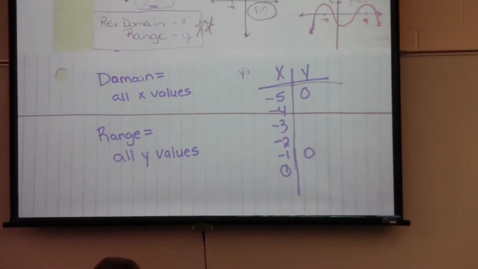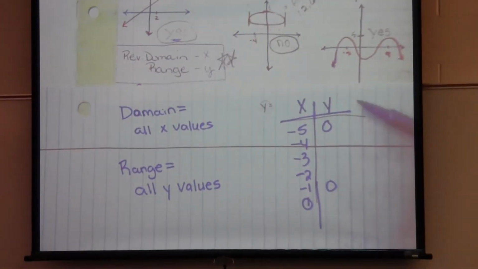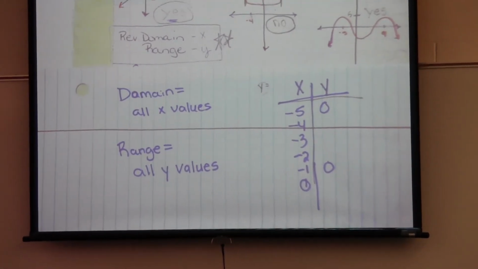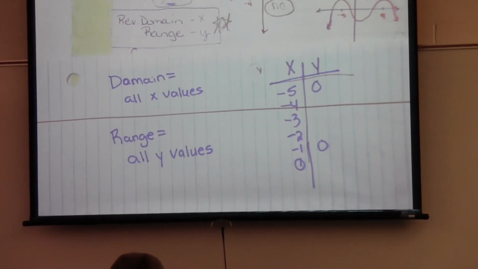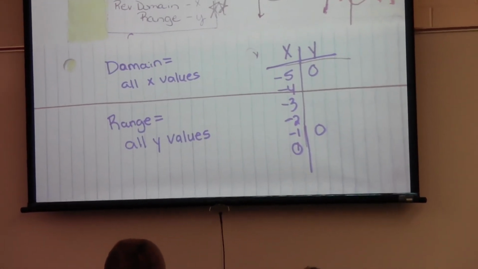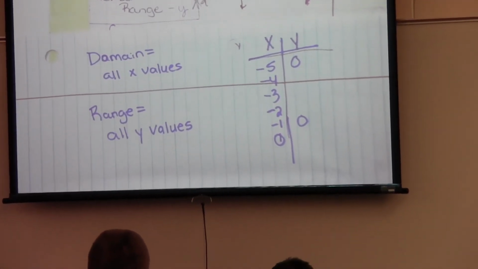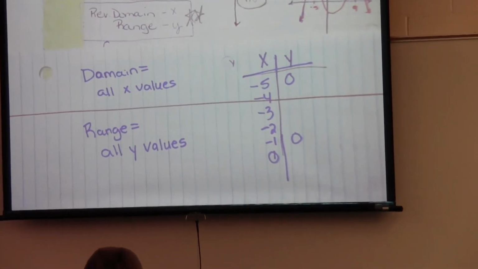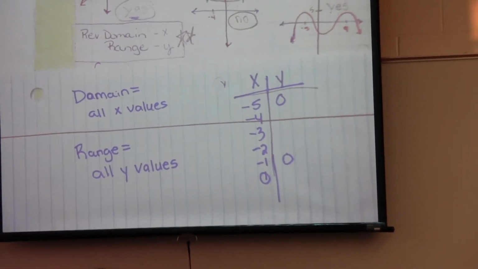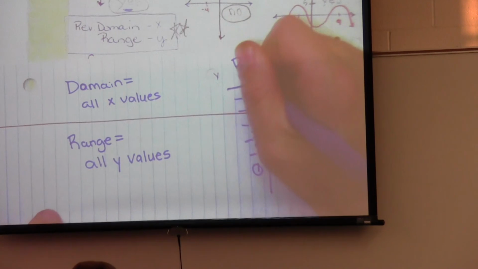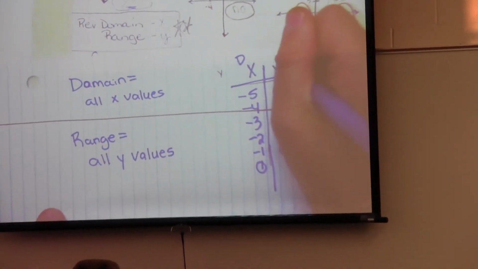But if you think of it this way, Amelia, that all your y values is a set of numbers from max to min. So, dual purpose. Yep. Domain though is all your x, and range is all your y. So this would be your domain here, and this would be your range here.